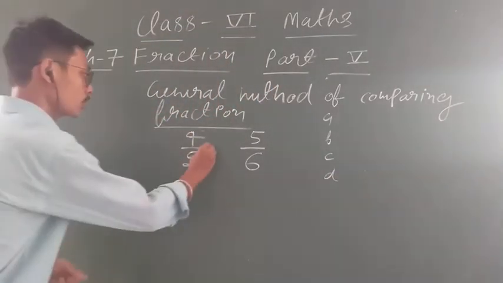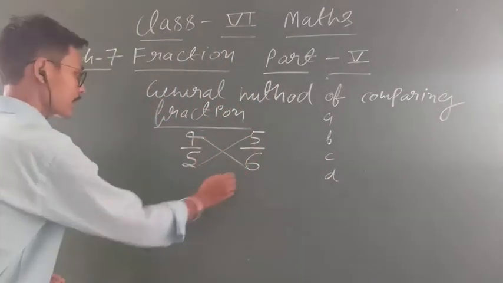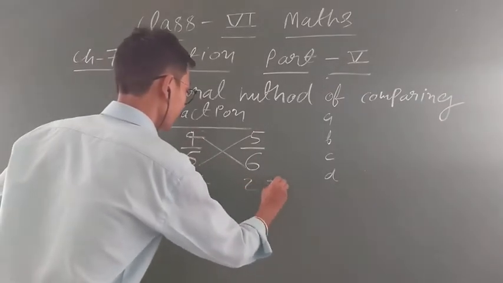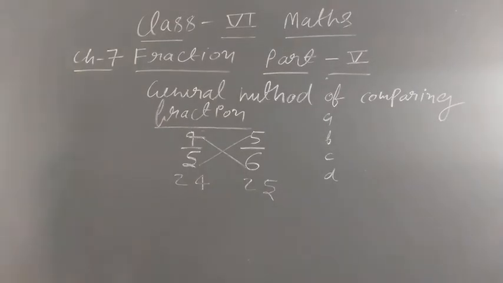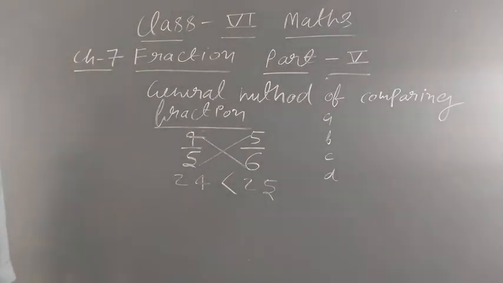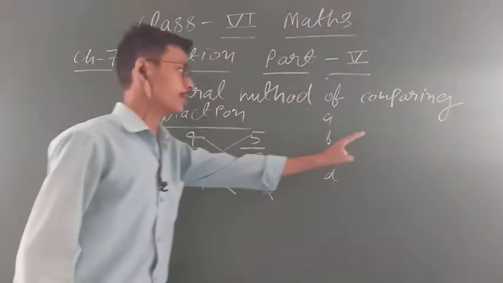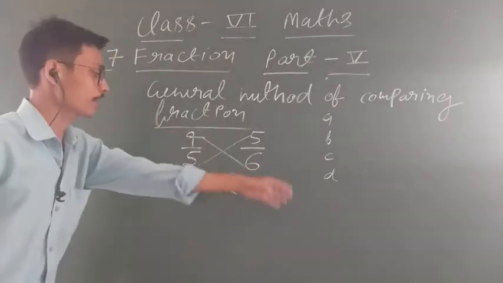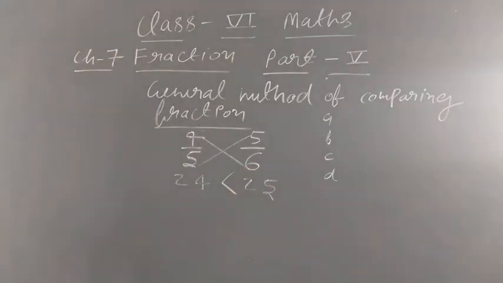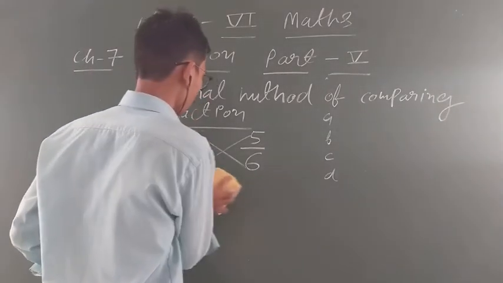Try to understand. If you know how to do cross multiplication, it will come 6 4s are 24 and 5 5s are 25. Okay, student, you know which one is greater? This one is greater. But if options are not given, which one is greater? So what will you do, student? You have to solve the question properly.